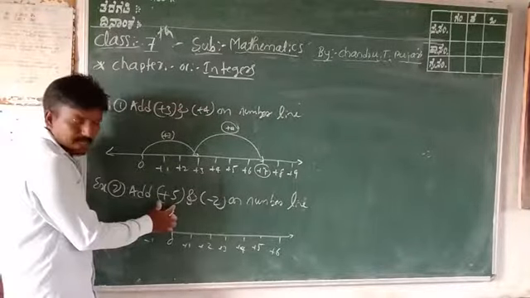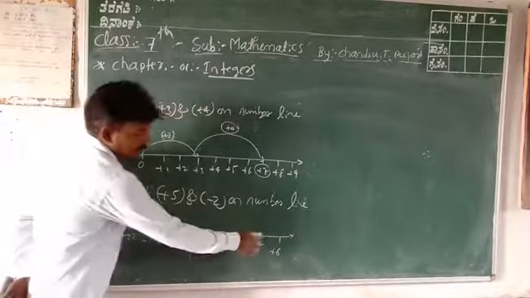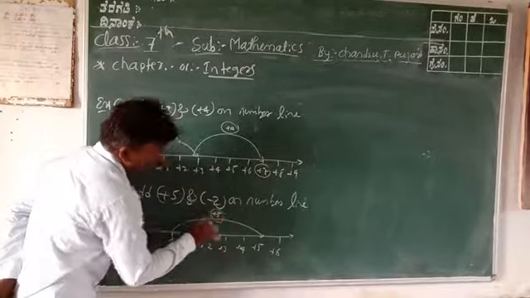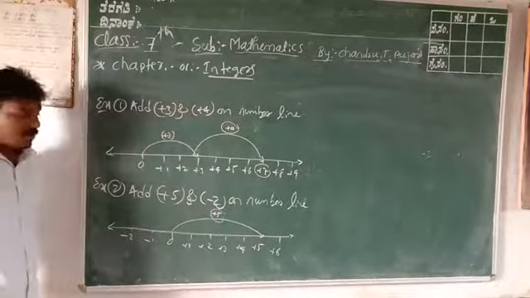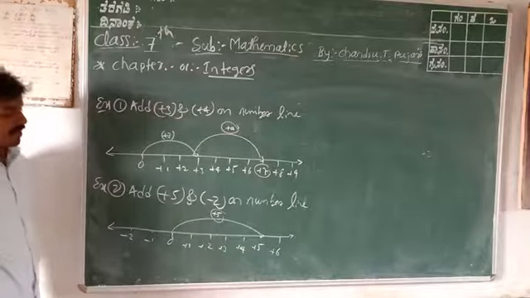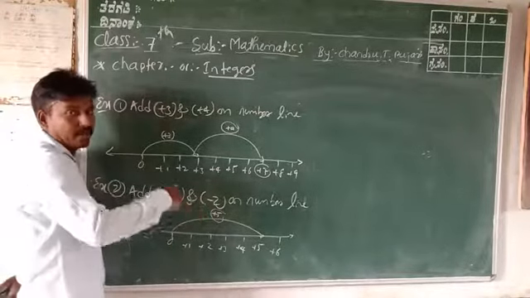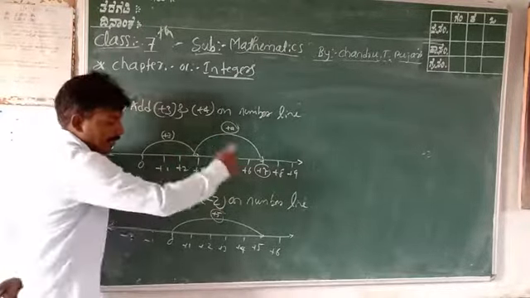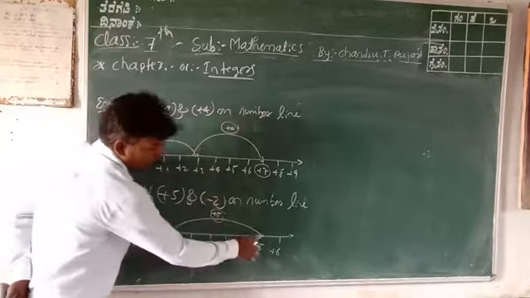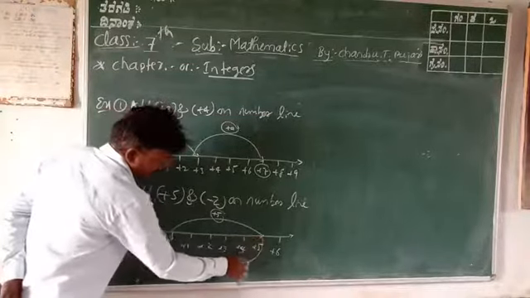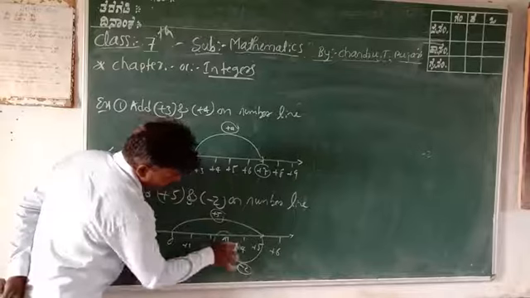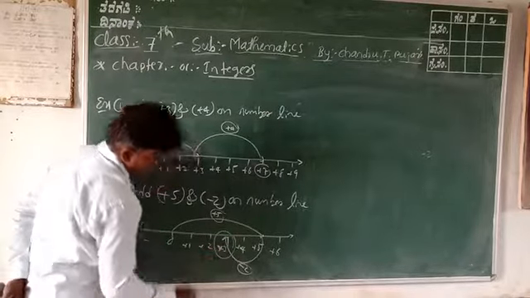The first number is plus 5. Where is plus 5? Starting from 0 to plus 5. This is plus 5. Next, what about minus 2? You add minus 2 to plus 5. The rule on the number line is to move in reverse order. How many numbers? 2: 1, 2. This is reverse order. This is minus 2. Our answer is plus 3.